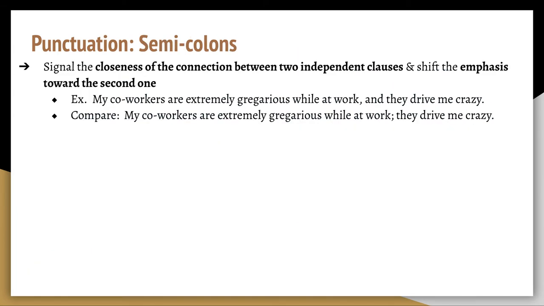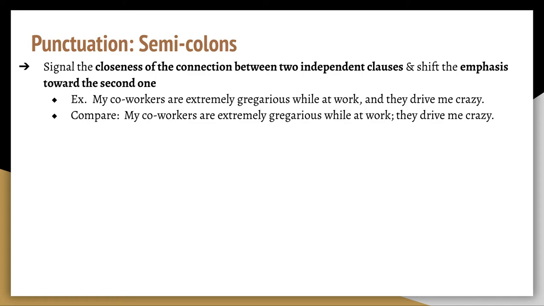The first type of punctuation we're going to cover in this video is the semicolon. Semicolons allow writers to signal the closeness of the connection between two independent clauses and shift the emphasis towards the second clause. If you need a refresher, independent clauses are parts of a sentence that are made up of a subject and a verb and offer a complete independent thought that can stand alone.